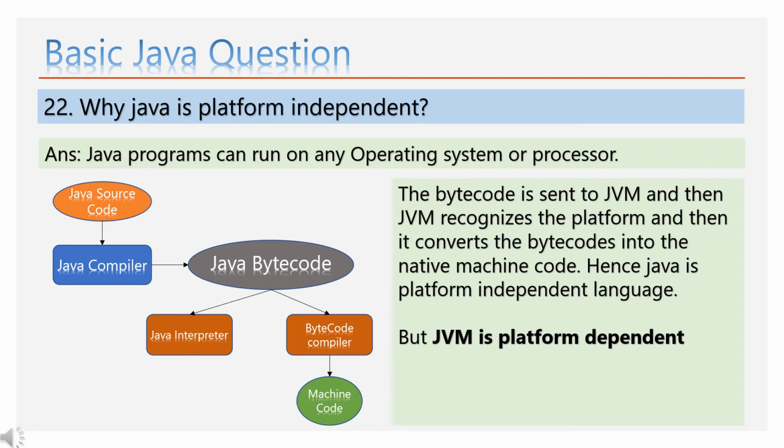The bytecode is sent to JVM and then JVM recognizes the platform. And then it converts the bytecode into the native machine code. Hence Java is a platform-independent language. But JVM is platform-dependent.